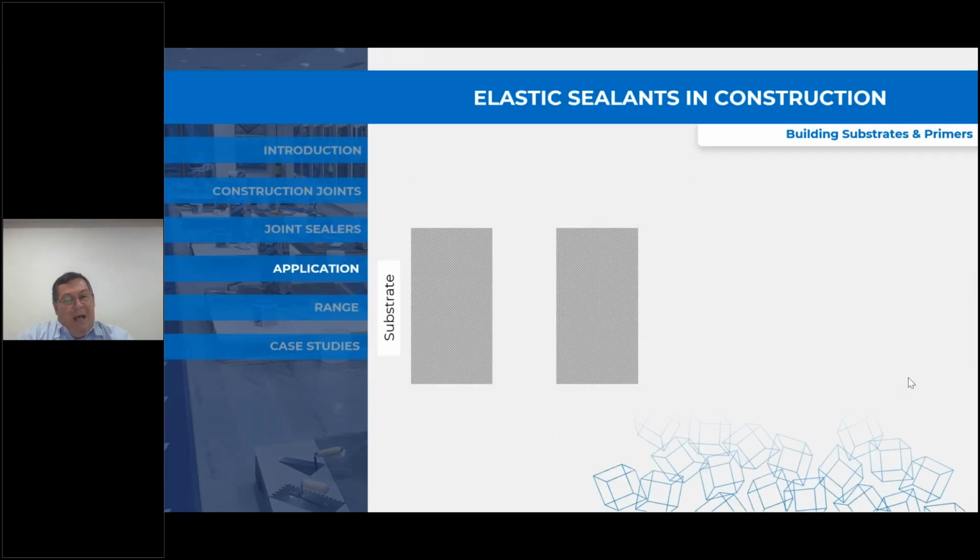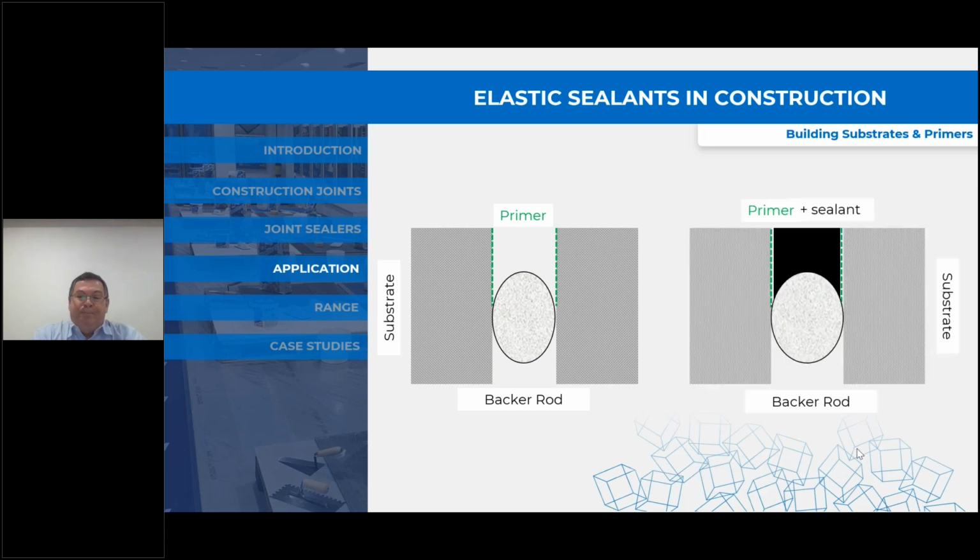So once that's been understood, you take the substrates, if required, apply a primer, and then this thing called a backing rod. So I'll talk a little bit more about this because it's quite important. So once the backing rod's in place, then we apply the sealant and everything's fine. The problem is backing rods don't necessarily get used correctly.